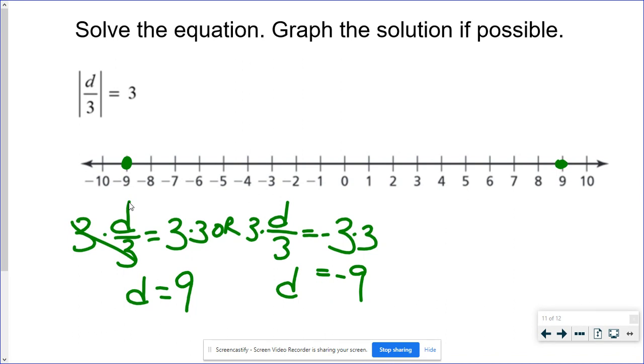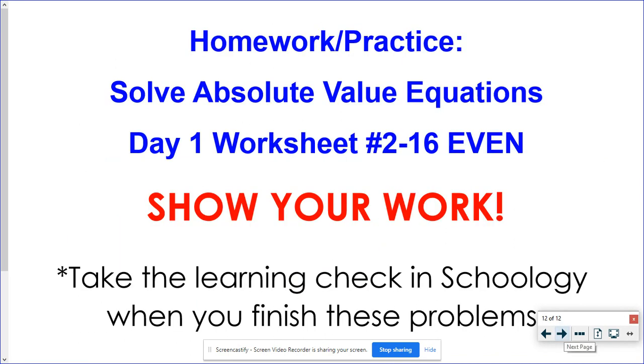So your practice today is on a worksheet, just doing the evens, 2 through 16 evens. Make sure you show your work, and then make sure that you check, do the learning check, the practice problems, and then the formative quiz in Schoology. Good luck.